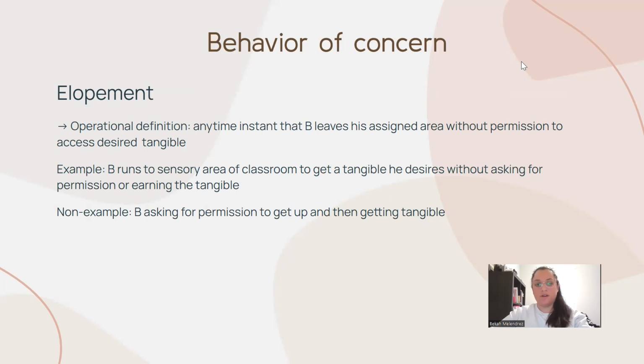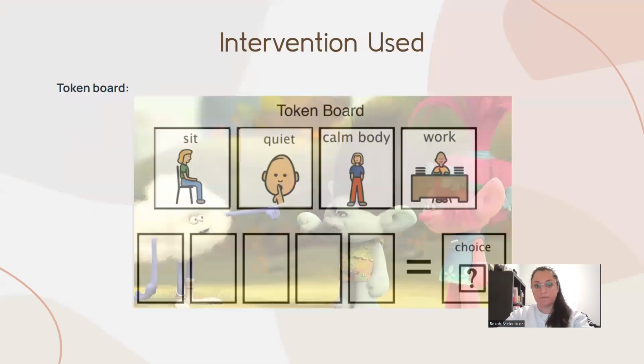The behavior of concern for this FBA was elopement. The operational definition of elopement was any instance that B leaves his assigned area without permission to access desired tangibles. An example of an elopement behavior is when B runs to the sensory area of the classroom to get a tangible he desires without asking for permission or earning the tangible. A non-example of this is when B asks for permission to get up to get the tangible and is granted the permission.